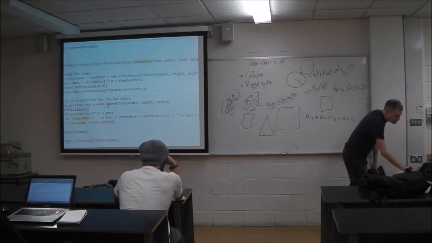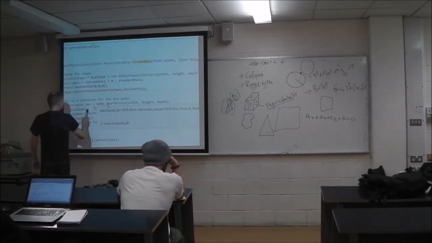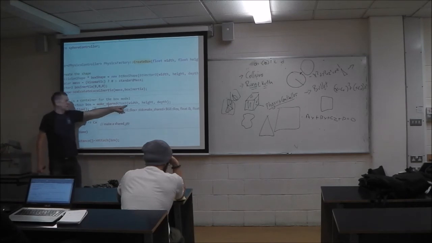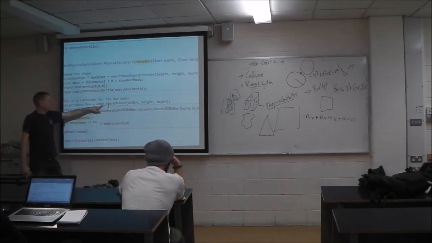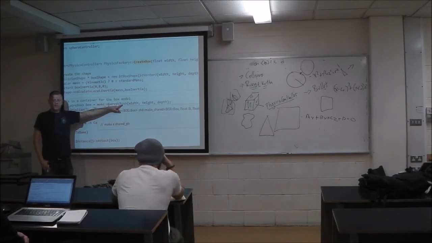Now, this is just like a BGE API call here. So I make shared a thing called a box, and you pass in the width and the height and the depth. What do you think this box object is? It's a prefab in BGE. What do you think it is? I mean, just understanding what you know about how BGE works.